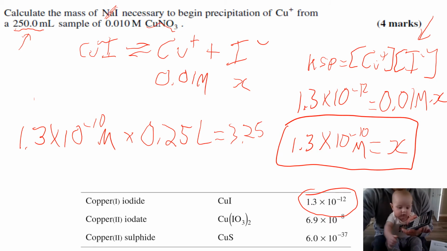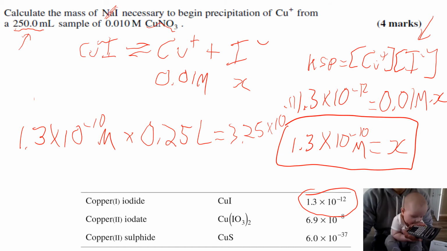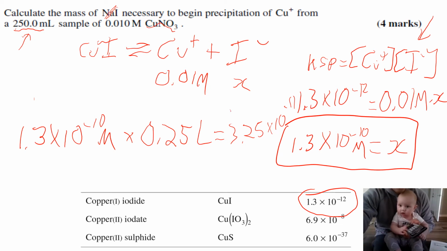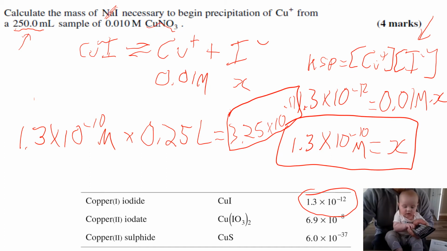3.25 times 10 to the minus 11. Awkward. Hope you guys didn't watch that. That was gross. So, that is how many moles of Na I need.